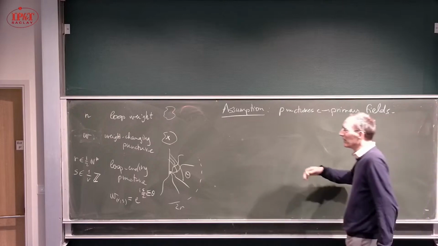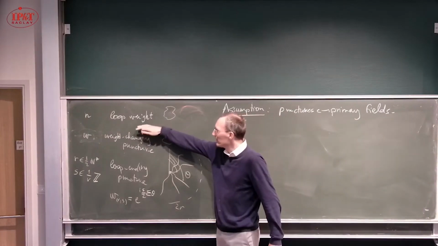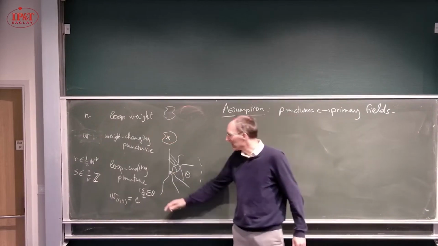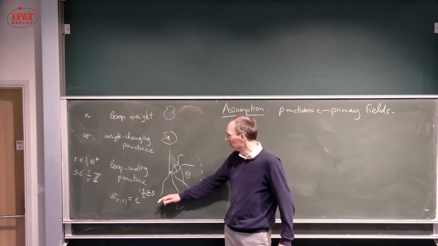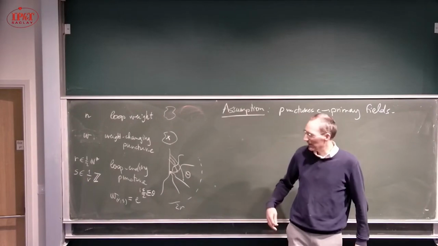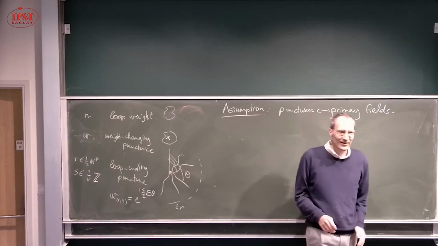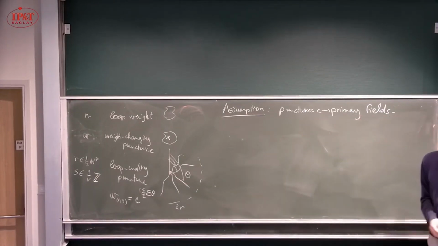And instead of starting with the beginning, which is the basic parameter n, I want to start with the end, with this loop-ending puncture. And that's because they have discrete parameters, so it's easier to identify discrete parameters than continuous parameters.